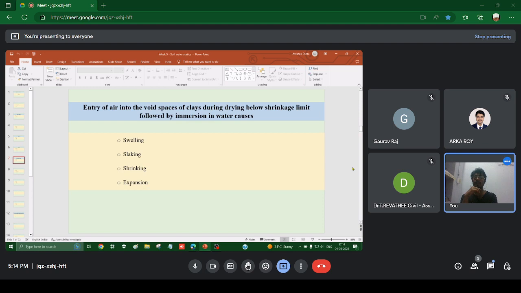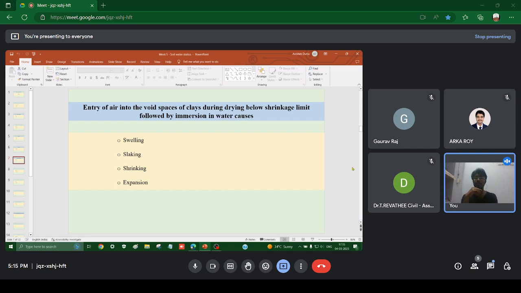Entry of air into the void spaces of clays during drying below shrinkage limit, followed by immersion in water, causes: swelling, slaking, shrinking, or expansion.